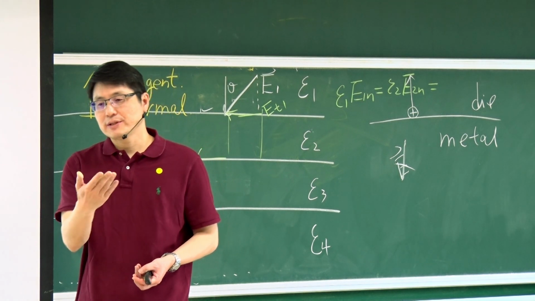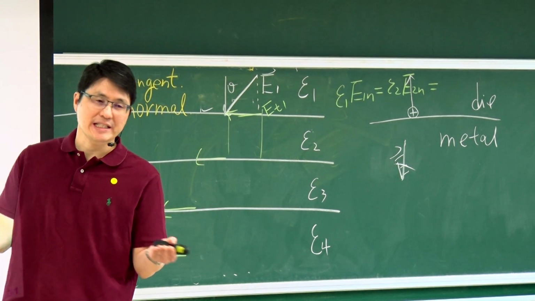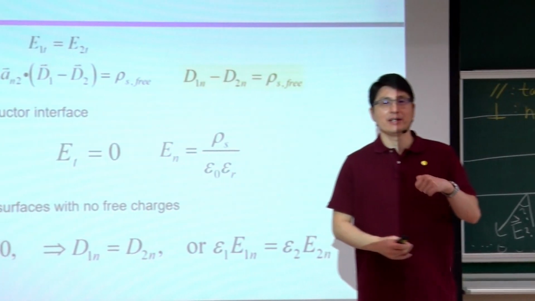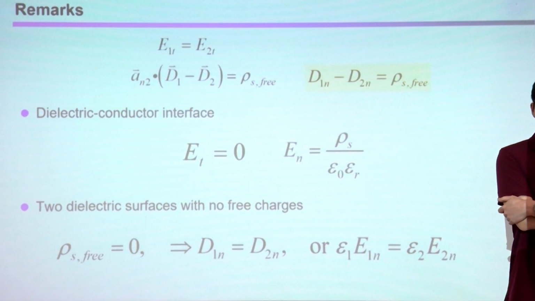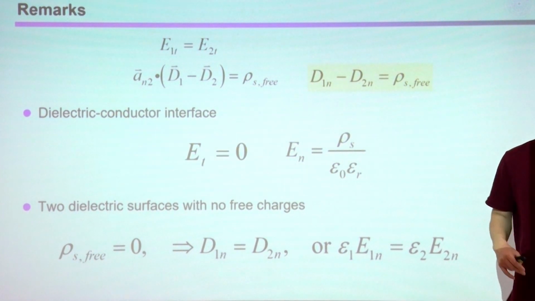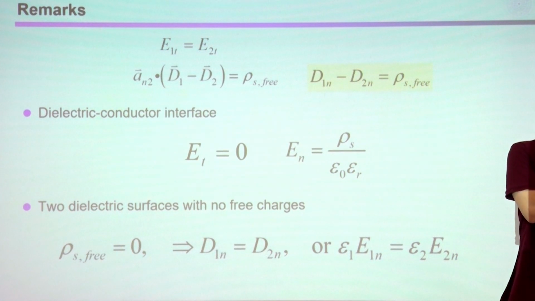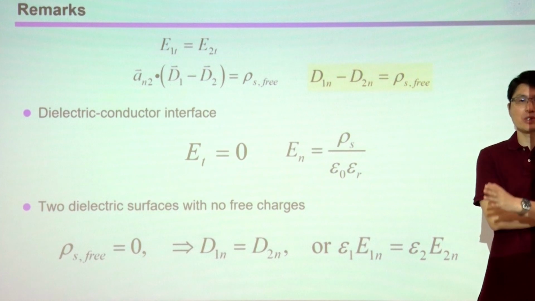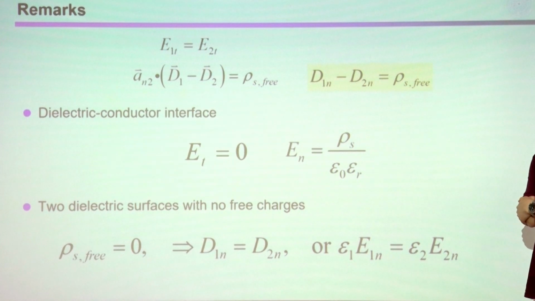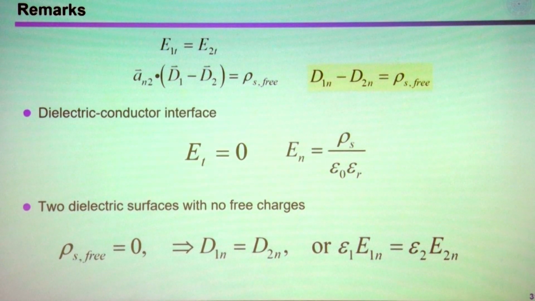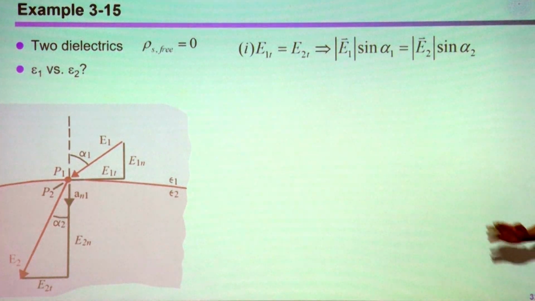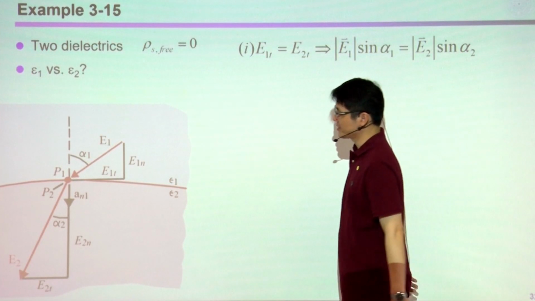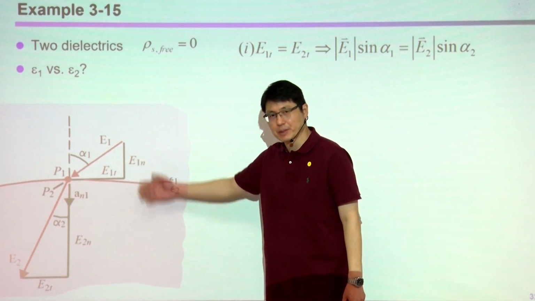So in the future, in your examination, I can very irresponsibly just give you 10 different materials forming 9 interfaces, and ask you the outgoing field strength and angle. You're supposed to be able to handle it. But I'm very responsible. I'm not that type of teacher. So let's go through one example.